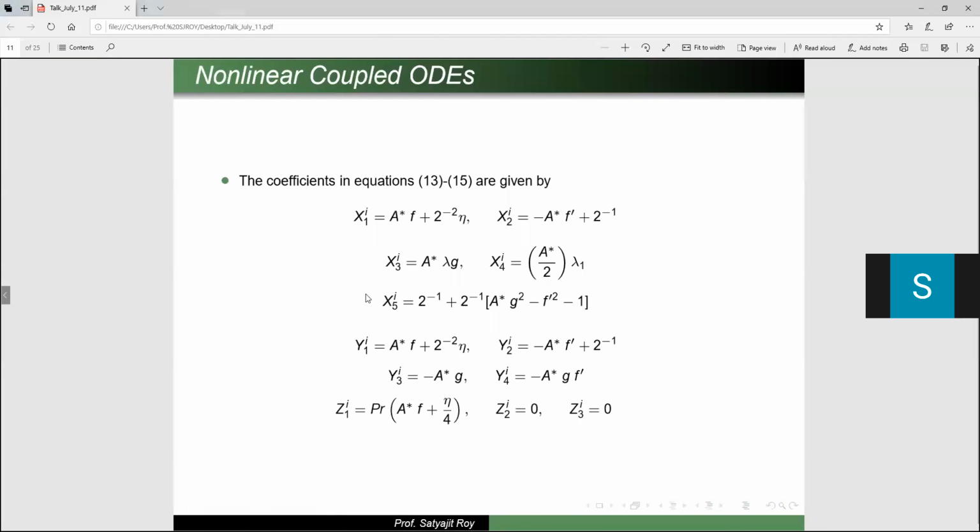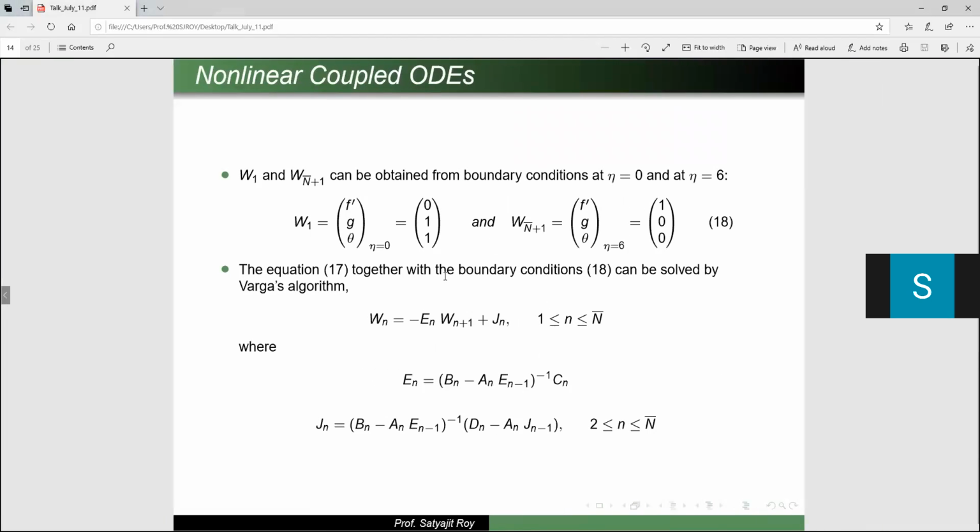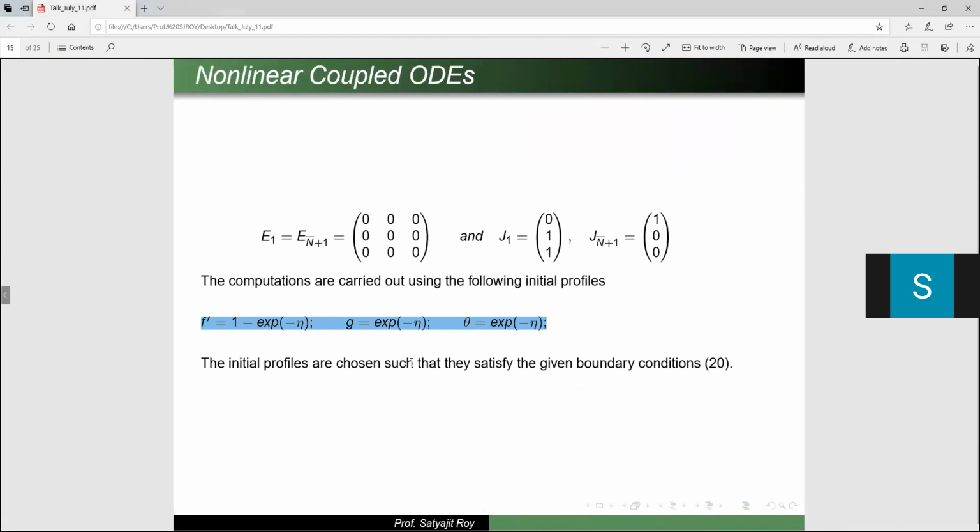All are the same technique. Only after linearization, finite difference. That I have not explained because this technique is separate. These also we can explain. Okay.